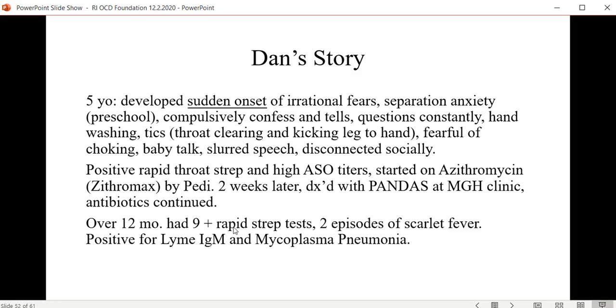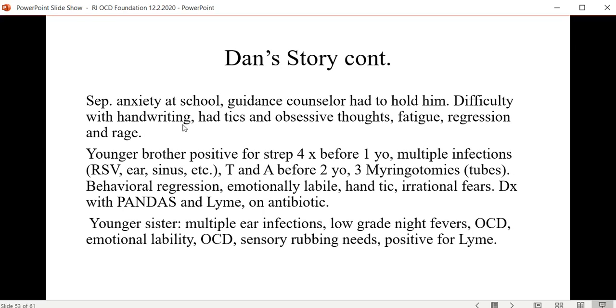Over 12 months, he had 9 rapid strep tests positive, 2 episodes of scarlet fever, which is another strep infection, positive for Lyme and mycoplasma, very ridden with illness. He had separation anxiety, guidance counselor had to hold on to him, difficulty with all these things. Younger brother tested positive for strep 4 times before 1 year old, multiple infections, tonsillectomy, myringotomy, so there's inflammation. Lots of behavioral regression later on as he developed more and more strep. So this is a vulnerability in the family. Now you're seeing some genetics play in everybody else.